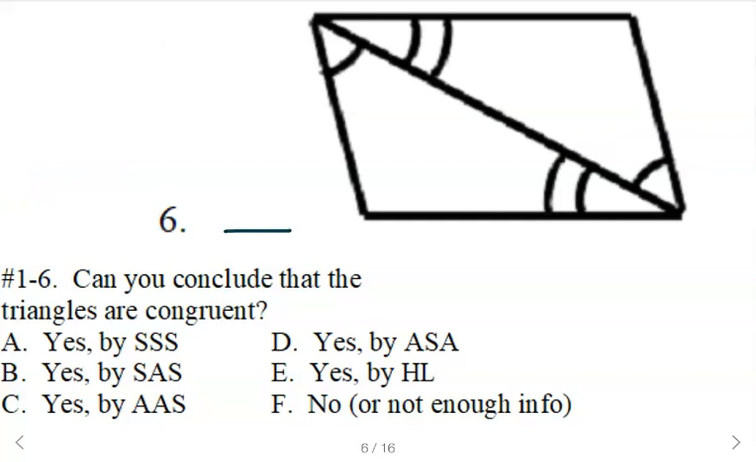Number 6, we've got the reflexive property at work here with this side that's shared in the two triangles. And so we can see angle, side, angle, angle, side, angle. So choice D.